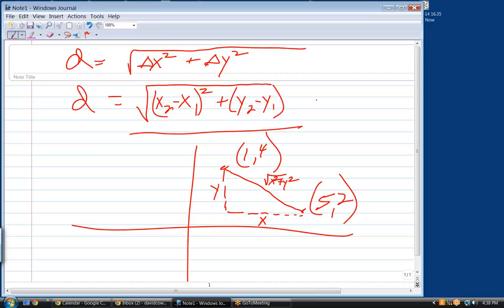Unlike slope, if you'll remember, slope is y sub 2 minus y sub 1 over x sub 2 minus x sub 1. You can reverse these as long as you reverse both of them. But if you reverse one and you don't reverse the other, you're going to get the wrong sign on your slope. Well, not so when you're using the distance formula. You can reverse them. So if it's easier to subtract 4 minus 2 and 5 minus 1, you can do that.